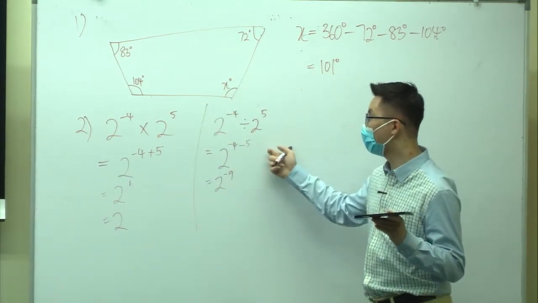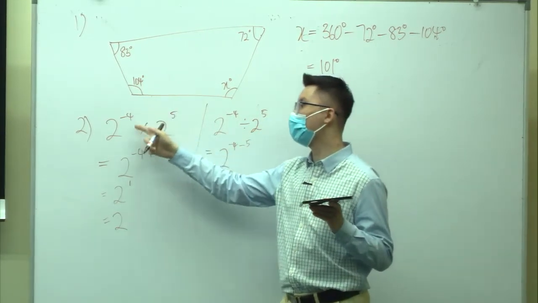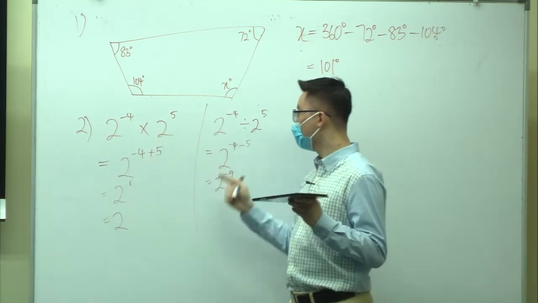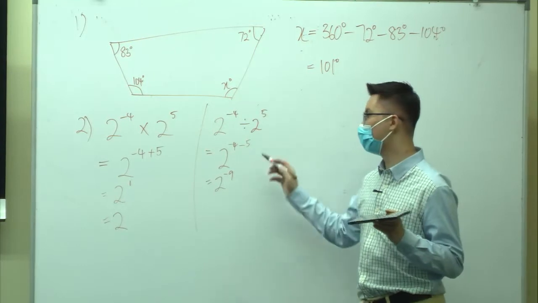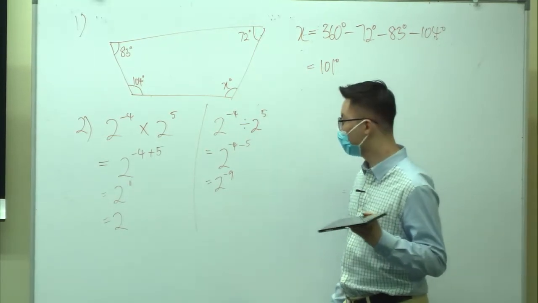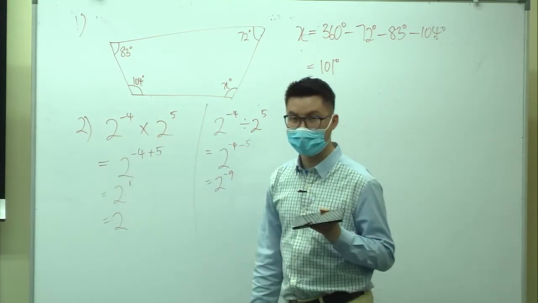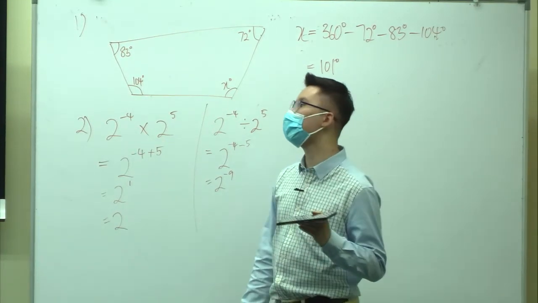So this is the case where the operator is division. This is the case where the operator is multiplication. If multiplication, you need to add. If division, the power needs to be subtracted. So how about if the operator is plus or minus? How should we simplify it?